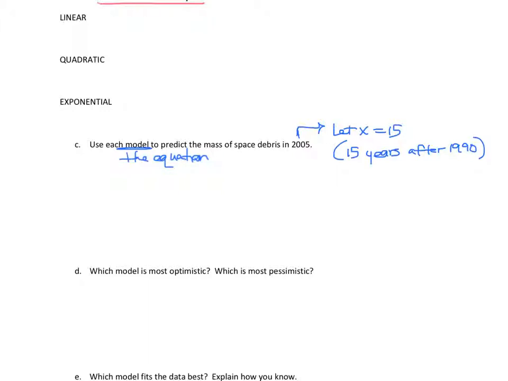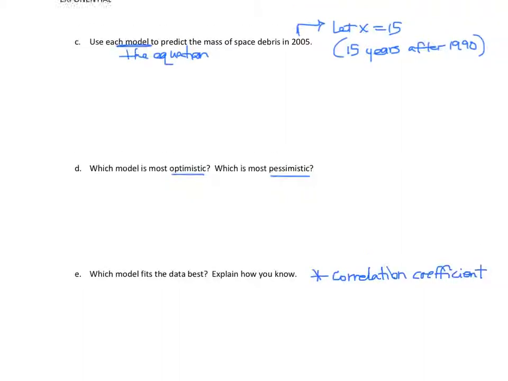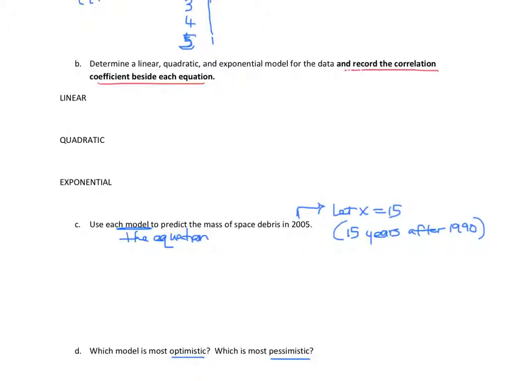Okay, then it asks you which model is the most optimistic, as in which one would predict we would have the least amount of space debris, and which one is the most pessimistic, so which one predicts we will have the most space debris, and then which one fits the data best. For that, you're going to look at your correlation coefficient. Okay, but other than that, you're going to go through this example independently. But when you are finished, you may ask me to see the solutions to make sure that you got the right equations there, okay? And I can help you if you have difficulty. All right, and that concludes this lesson.